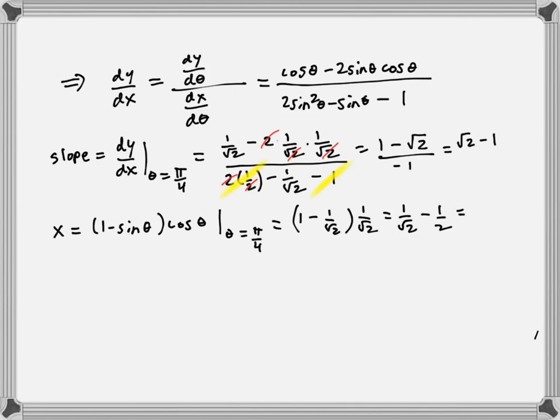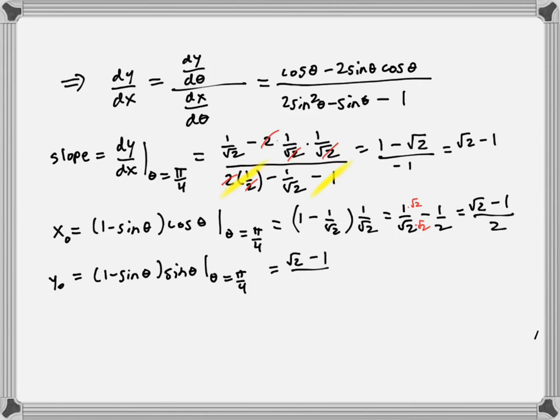Let's combine this into one fraction. Why not? So this is really root 2 minus 1 over 2, right? I just multiplied top and bottom of this guy by root 2. Okay, so this is our x coordinate, and we can call this x naught. This is our point on the line. What about y naught? Remember, this is going to be our sine theta. So it's 1 minus sine theta times sine theta, and this is at theta equals pi over 4. But because for pi over 4, sine of that is the same as cosine of that, we're going to get the exact same point. So we know this is going to be root 2 minus 1 over 2.